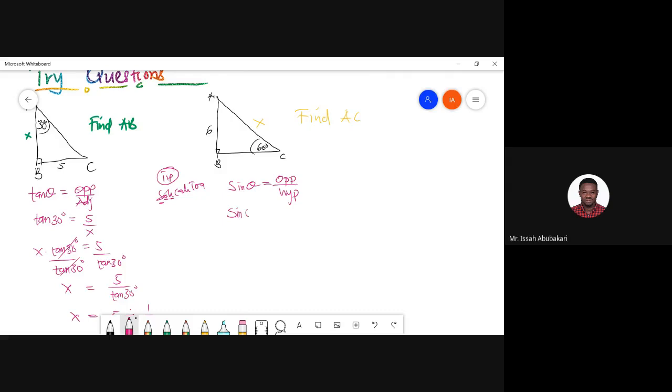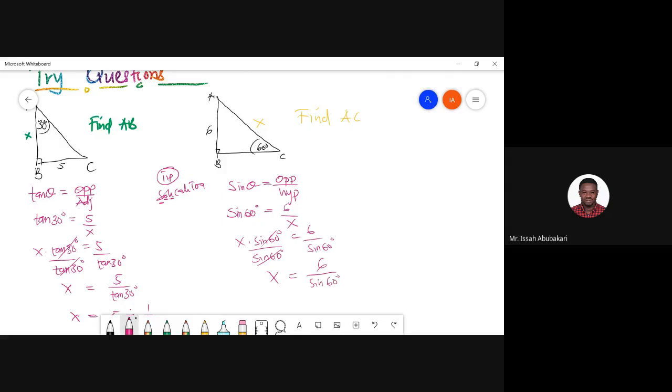Okay. Now let's do the substitution. Sine 60 is equal to opposite. Our opposite is 6 divided by the hypotenuse, which is x. Right. We do cross multiplication, we get x multiplied by sine 60 is equal to 6. Then we find x by dividing both sides by sine 60 degrees. So we have x to be equal to 6 divided by sine 60 degrees.